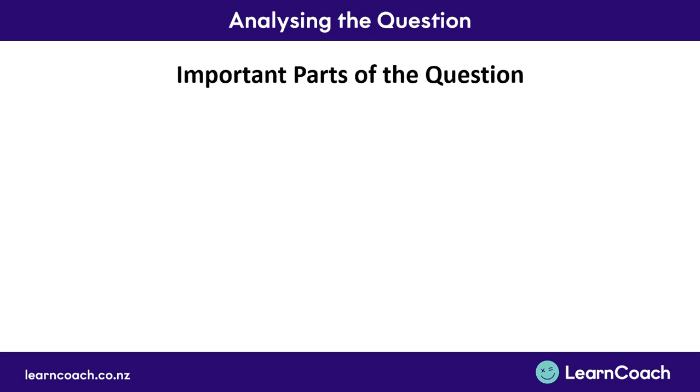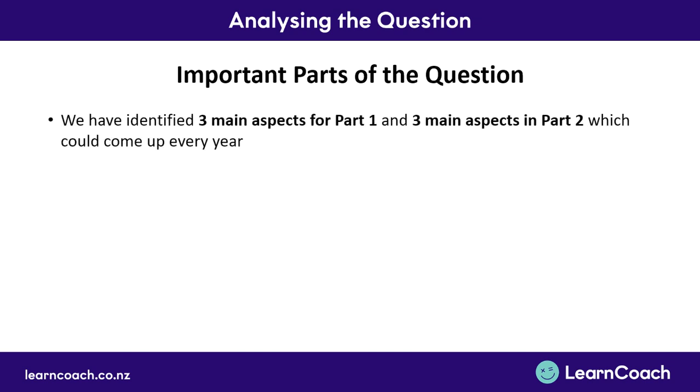So now that you have an understanding of the 2 parts in a question, let's now discuss what these aspects are. Like I said before, we have gone through all the available past exam questions for you and identified 3 main aspects for each part which comes up every year. I note as well that character is one of the key aspects you should study because it can come up as either part, so there is a very high chance it will come up in the exam.